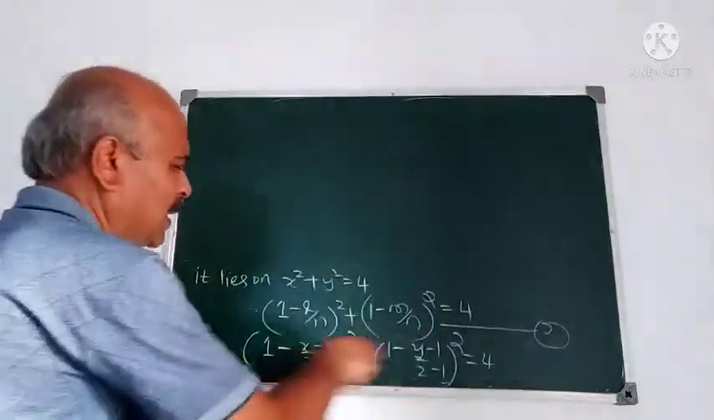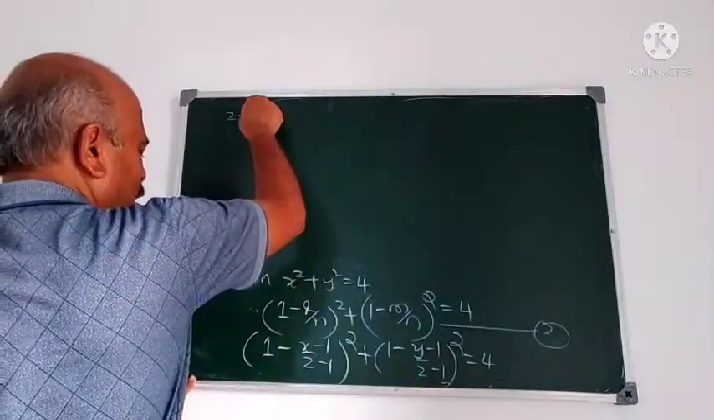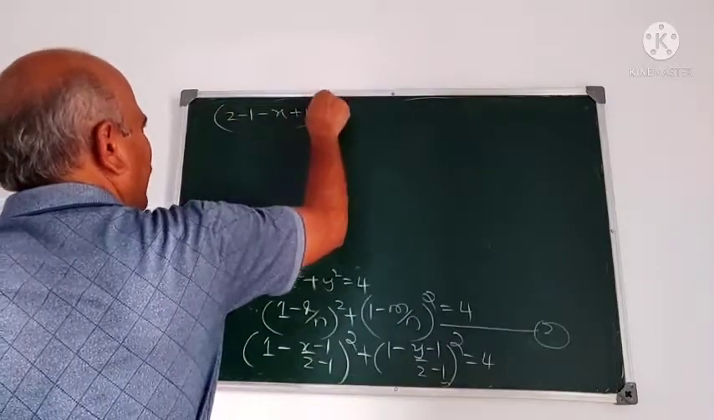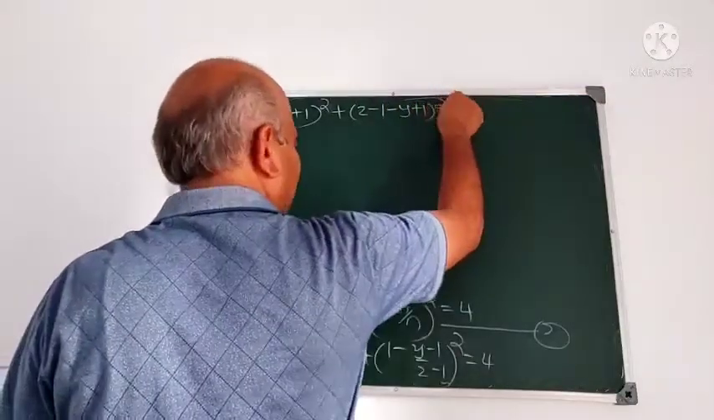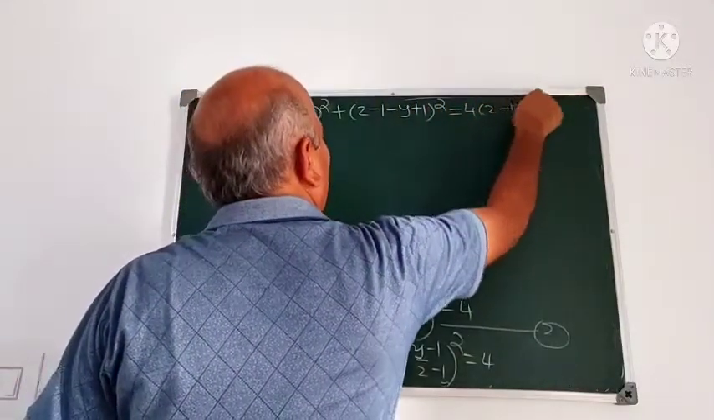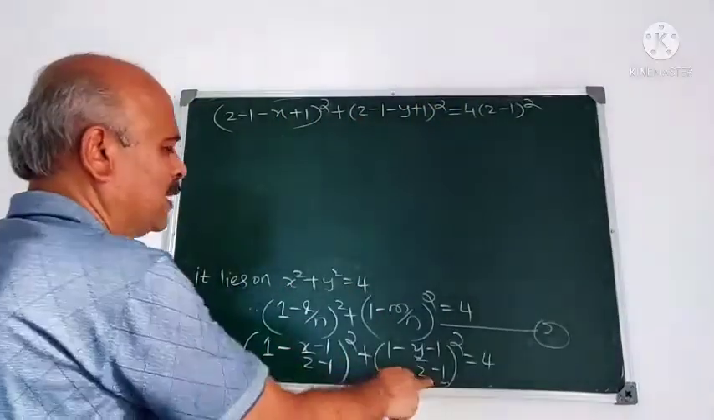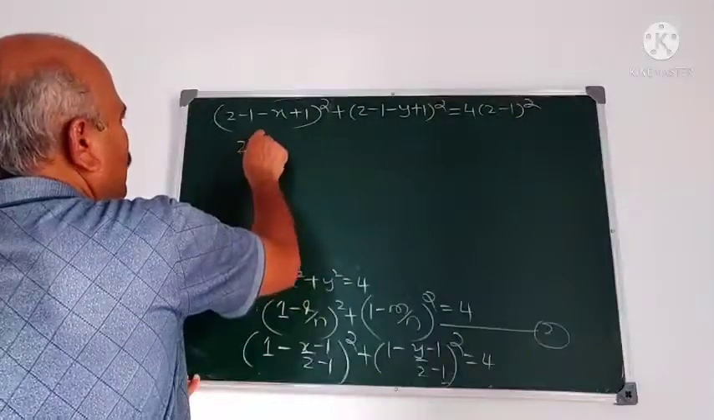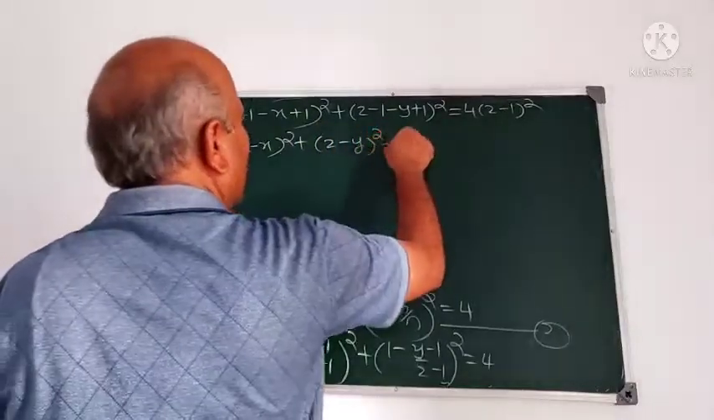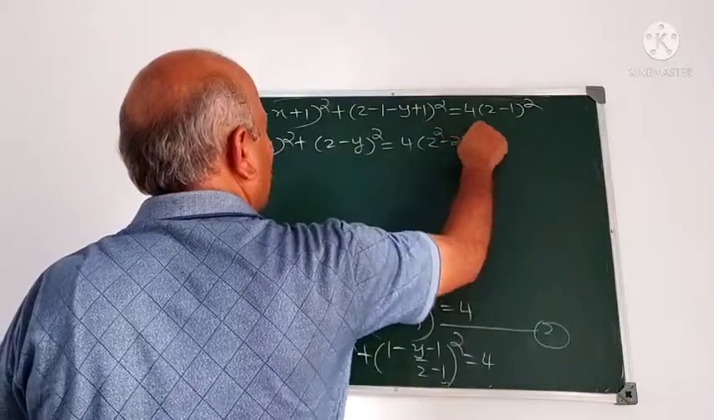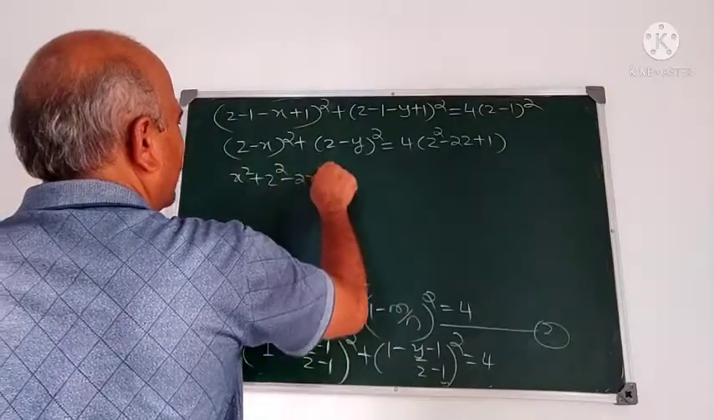Therefore, the next step is only simplification of this. How do you simplify? (z minus 1 minus x plus 1) whole squared plus (z minus 1 minus y plus 1) whole squared is equal to 4 into (z minus 1) whole squared, multiplying by (z minus 1) whole squared on both sides, and z minus 1 is taken as the LCM here. Therefore (z minus x) whole squared plus (z minus y) whole squared is equal to 4 into z square minus 2z plus 1. Therefore x square plus z square minus 2xz.